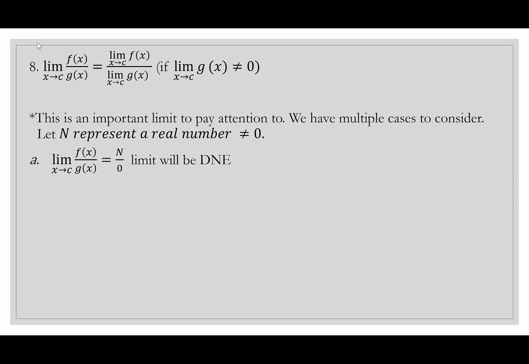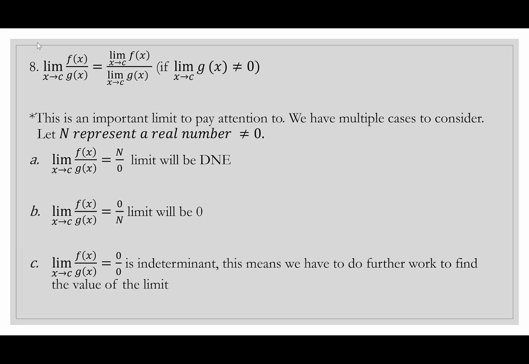So in these cases that I can break it down to, case 1 is I could have N over 0. So if I get a number divided by 0, this will tell me that the limit does not exist. So if I plug in my numbers and this is what I end up with, N over 0, I just say DNE. Flip it over, if I have the limit as x goes to c of f of x over g of x equals 0 over N, then the answer is 0. It's okay to have 0 in the numerator as long as I have a number in the denominator.